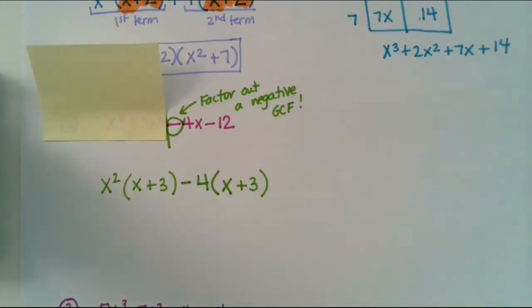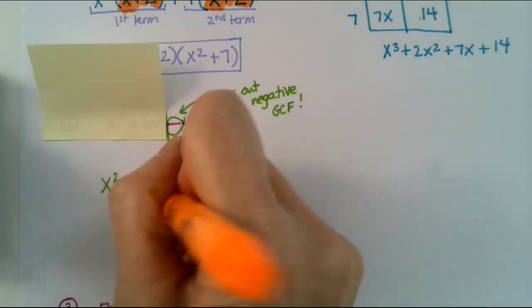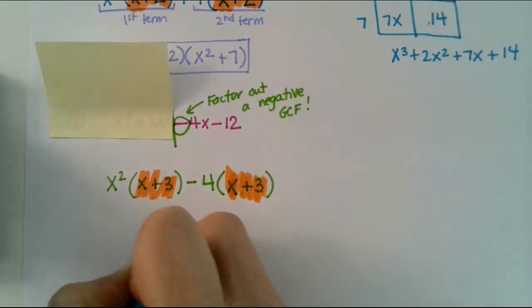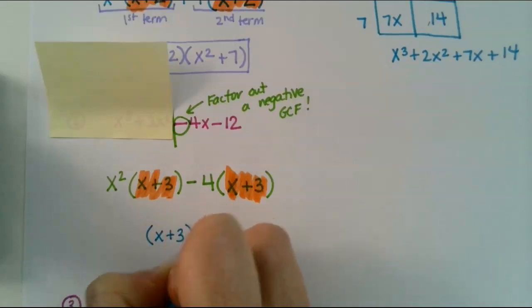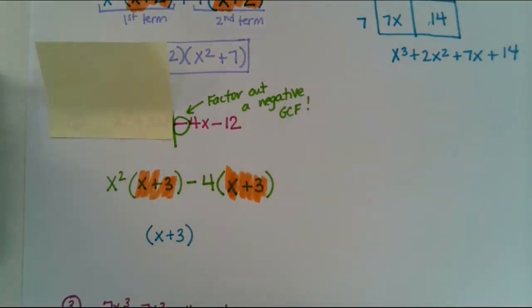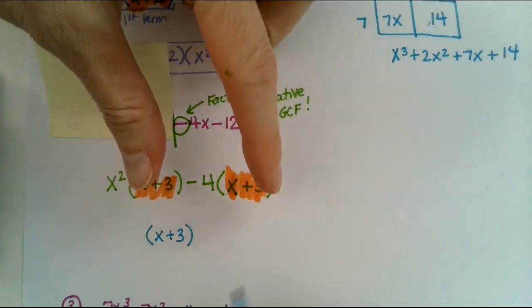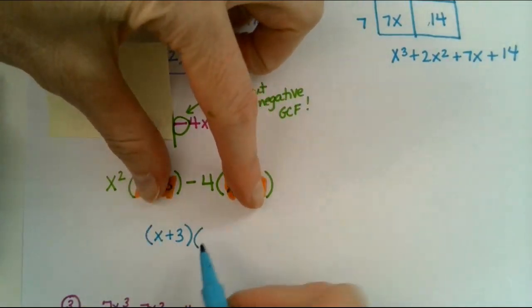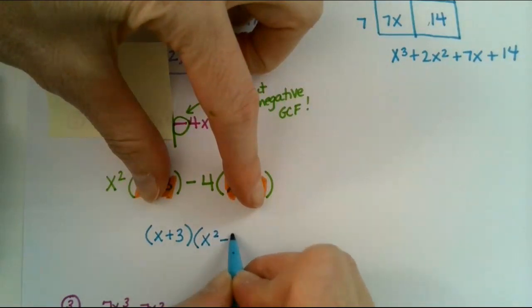Again, I know I'm on the right track because I notice that my two things in parentheses are identical. Those are my common factors, so I'm going to bring it out first. If I divide that x plus 3 out of this group and out of this group, I'm going to be left with x squared minus 4.